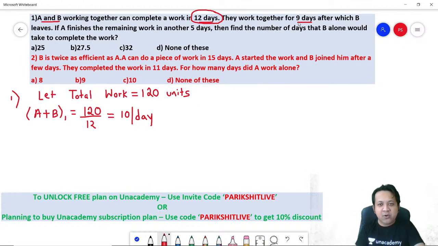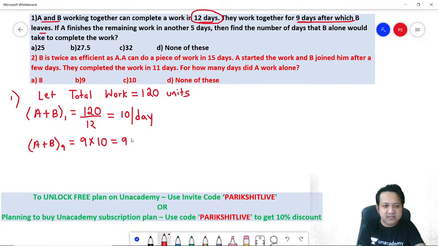Now see this. They work together for 9 days, after which B leaves. So just follow the instructions. In one day, they do 10 units. So in 9 days, how much of the work will they do? 9 times 10. So basically 90 units. 90 units in 9 days.